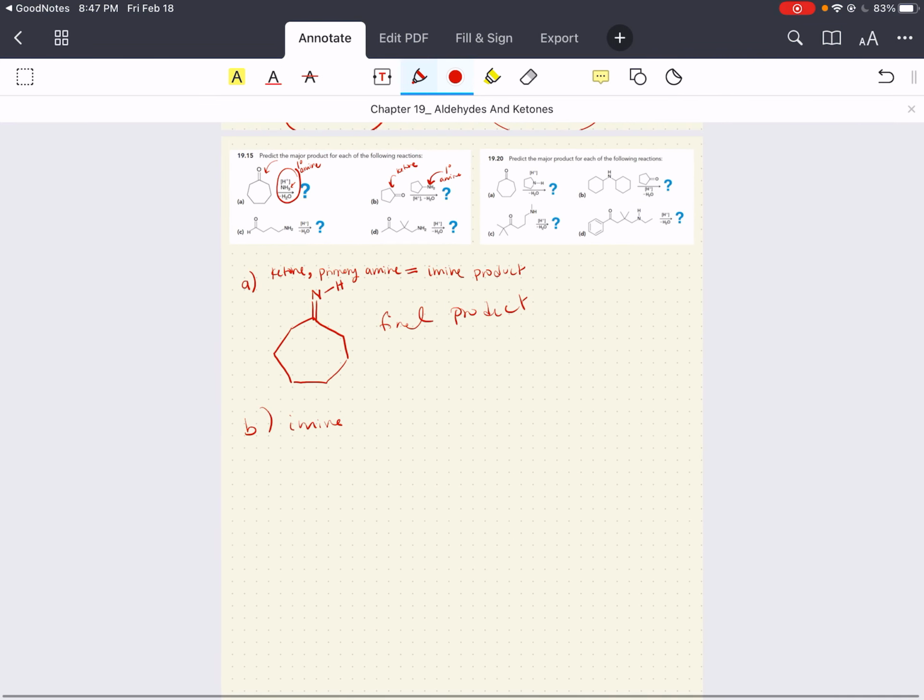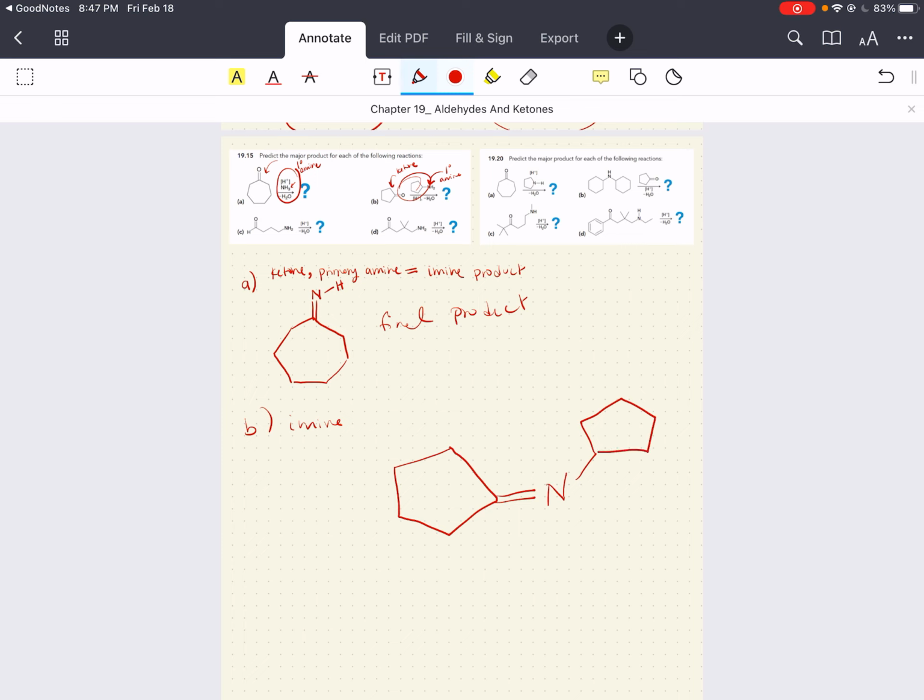So what that's going to look like is we're going to draw, it's no longer a double bond to an oxygen. It's now going to be a double bond to a nitrogen, and then this nitrogen is a primary. What's that other group that's attached to the nitrogen? It's going to be this ring structure right here. So this is what our product would look like.